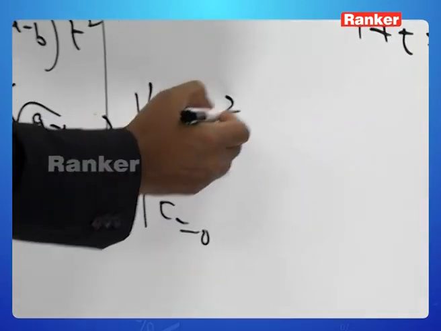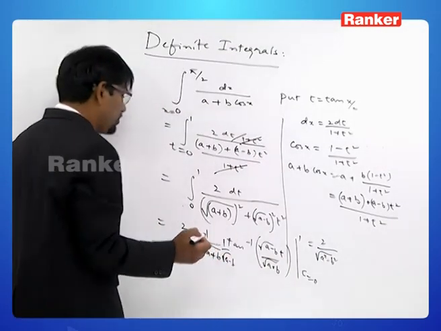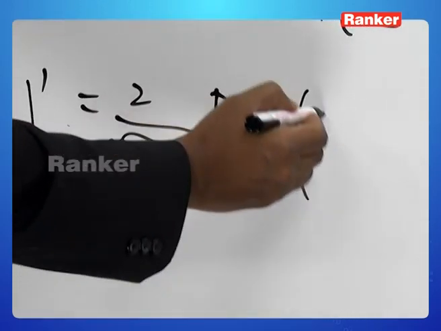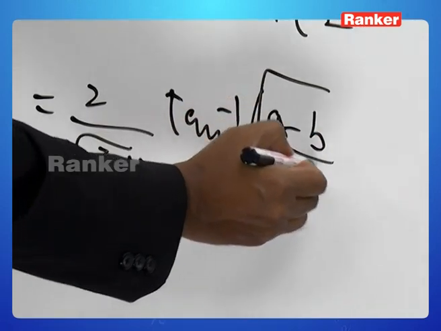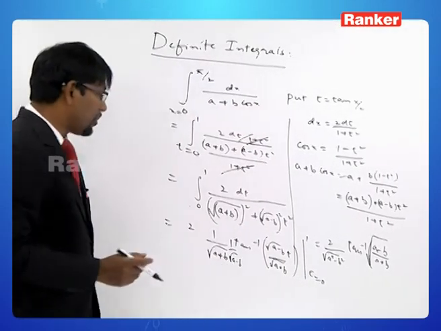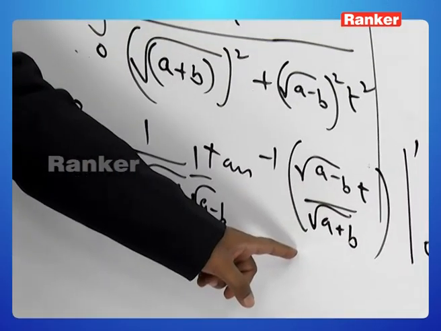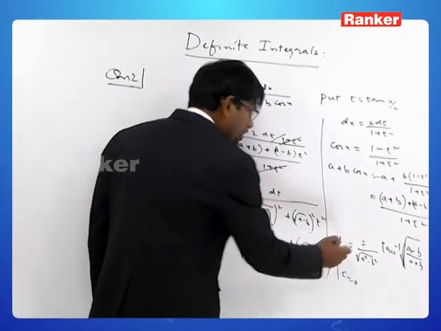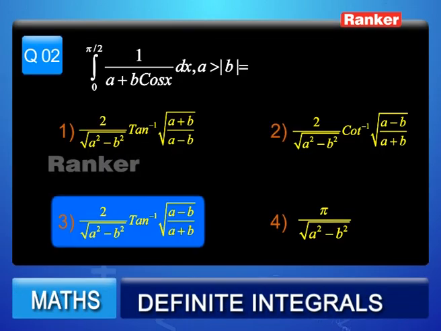It turns out to be 2 by root over a square minus b square into tan inverse of root over a minus b by a plus b. The lower limit is anyway 0, because when I put t equal to 1, it is tan inverse of root over a minus b by a plus b. So when I put t equal to 0, anyway it's 0, so what remains is this, and that is clearly seen in option 3. So answer is option 3.